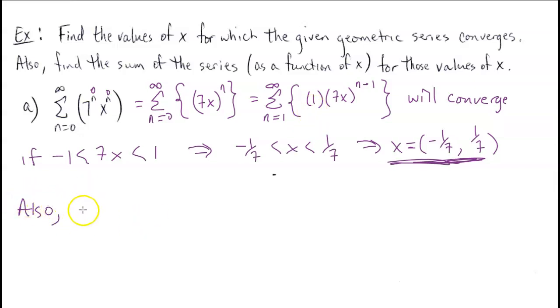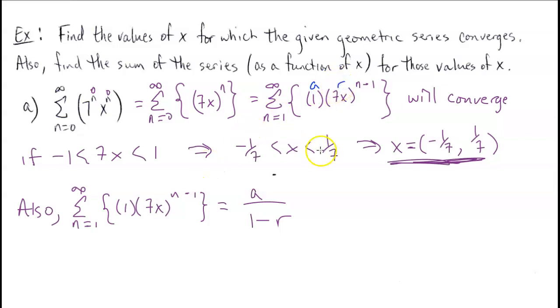And they also asked us to find the sum. We know that the sum is just going to be a divided by 1 minus r, where 1 is our a and 7x is our r. So this would be the sum of that particular series if we were to add up all the infinite number of terms.